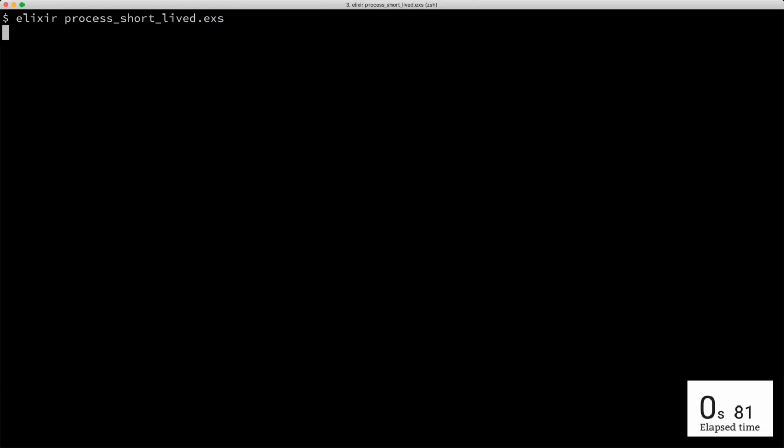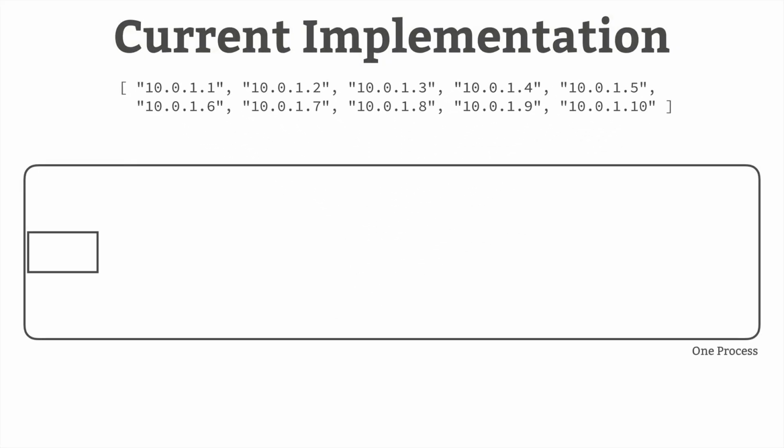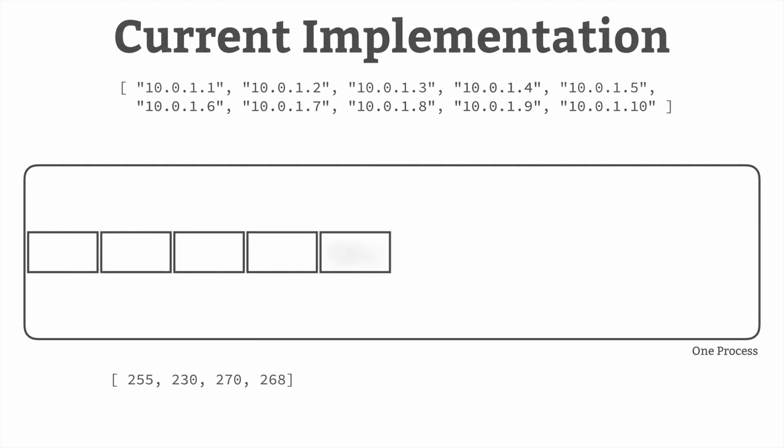I'll run the Elixir command, providing the file to run, and after about 2 to 3 seconds, we get a result. Okay, so that worked, but can we make this overall process faster? Yep, we sure can. The current implementation runs all 10 requests in sequential order. But we could run these 10 requests concurrently and cut our time down by a factor of about 10.